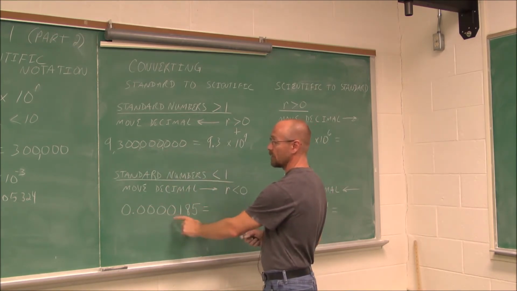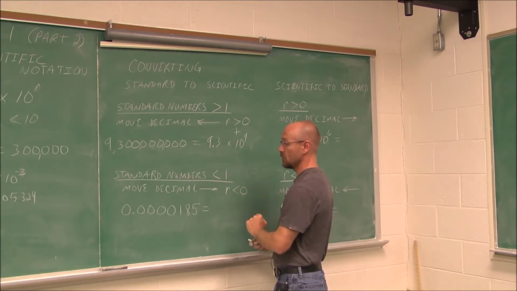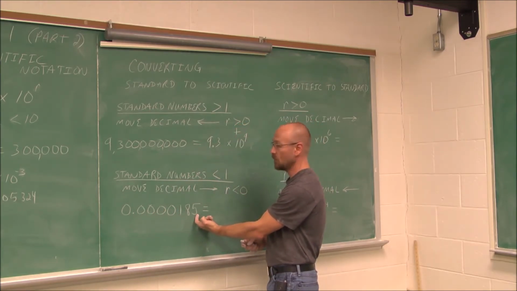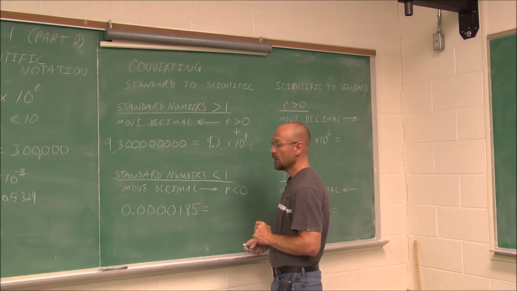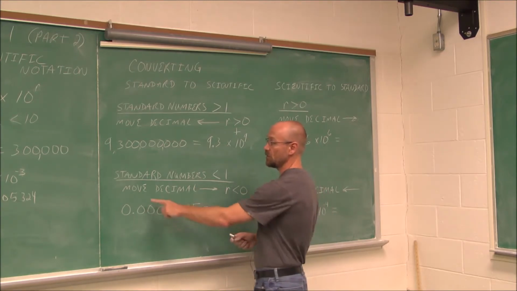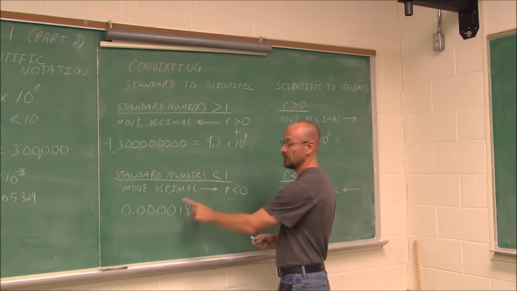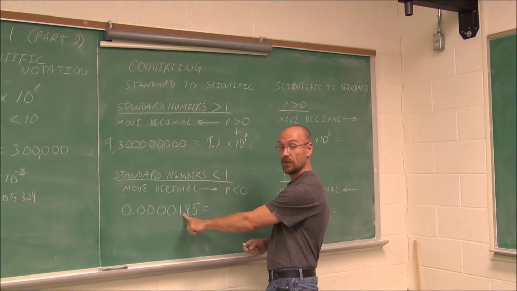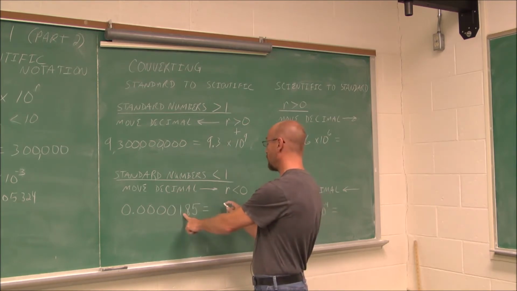What about small numbers? If our standard numbers are less than 1, well, this value, this is the ones place. Obviously, it's way less than 1, a very small number. To write it in scientific notation, we have to move the decimal to the right. To get it to that first non-zero digit, I have to put it right here. So I have to move it to the right.